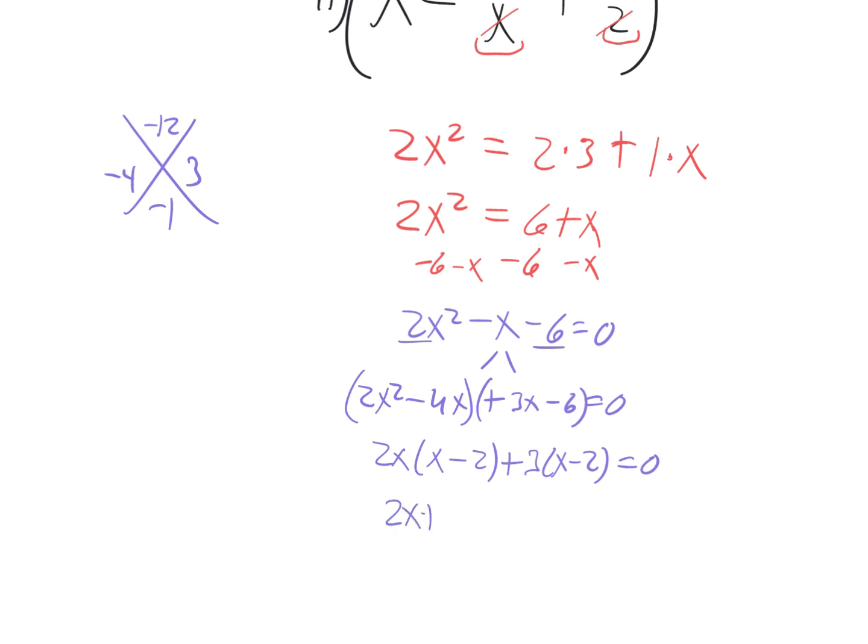So we get 2x plus 3 times x minus 2 equals 0. And then set each factor equal to 0. So we get 2x plus 3 equals 0. X minus 2 equals 0.